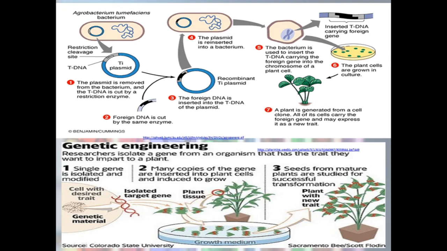Many copies of the gene are inserted into the plant cells. So that is done by Agrobacterium in plants normally, and then it is allowed to grow in the plants. From these mature plants, seeds are produced which carry this modified gene. These two pictures describe the various gene transformation or rDNA technology carried out or followed in plants.